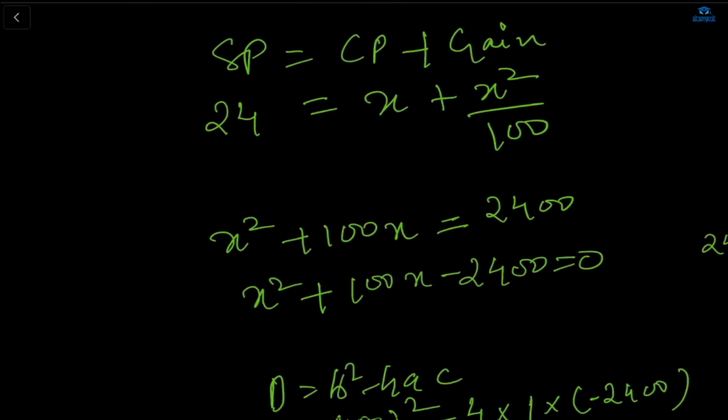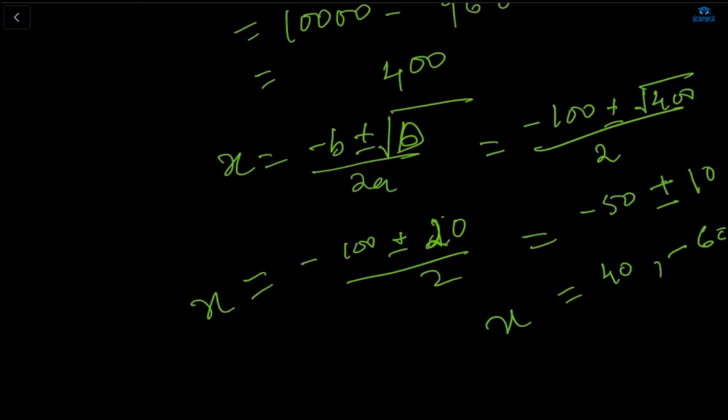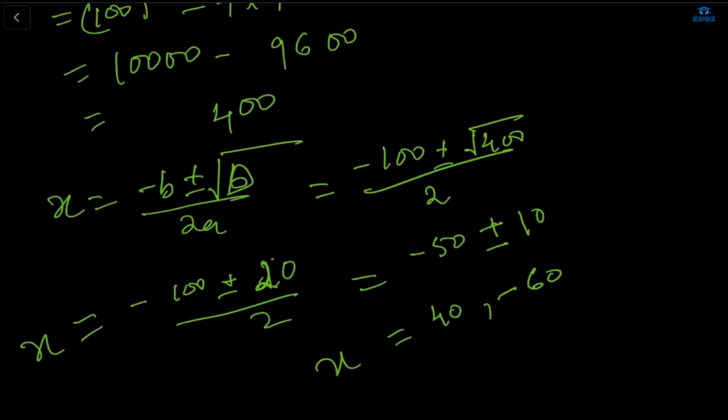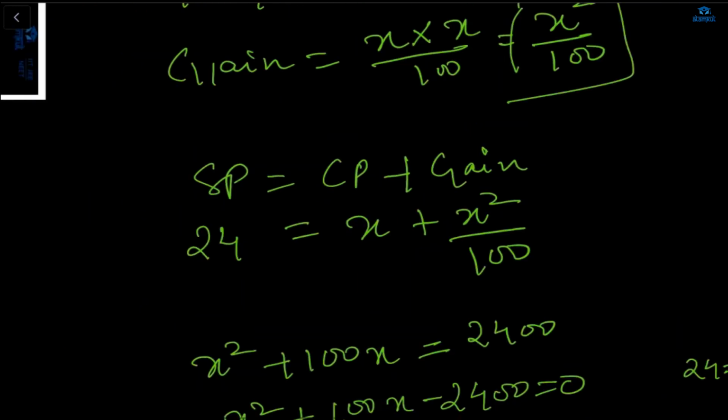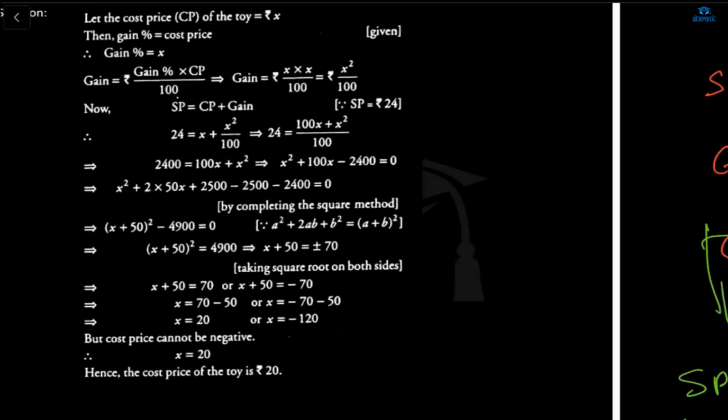So what will it be there? Cost price cannot be negative, okay? So you are going to take the 40, okay? So wait, x na? X is the cost price, yeah. X is the cost price, so x will be 40 rupees. Understood? Any doubt in this?